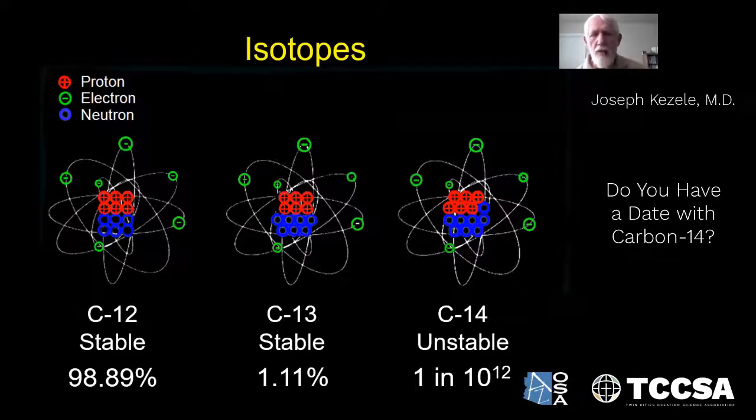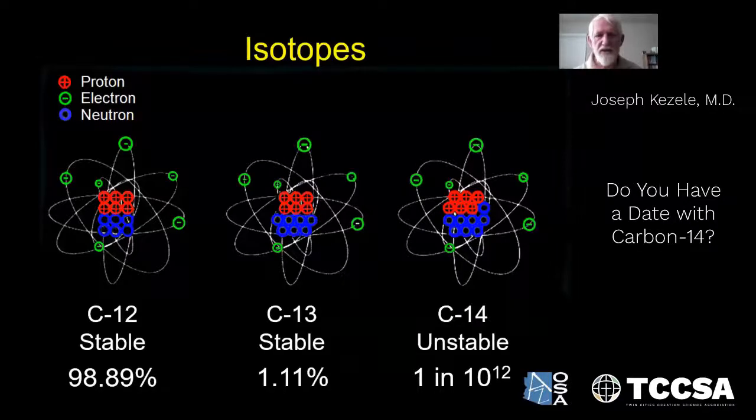So the atomic mass, six neutrons plus six protons would be 12. Seven neutrons and six protons, 13. Eight neutrons and six protons, carbon 14. And that's the one that is not stable. It is unstable. It is radioactive, meaning unstable.